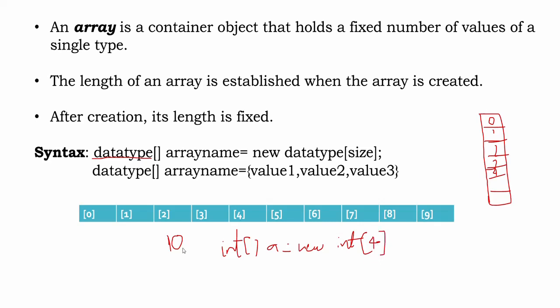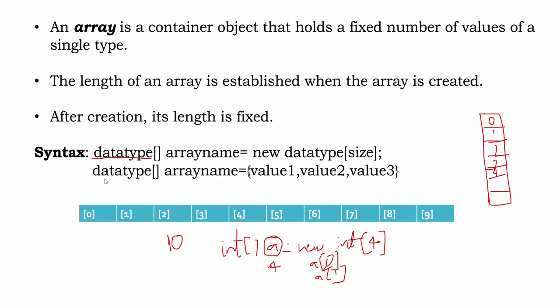So what do you think now? How much memory will be allocated? So 4 fixed memory locations will be allocated for this particular array a. It starts with a of 0, then a of 1, a of 2, a of 3. Until a of 3 it will be created for this particular array. So this is one type.